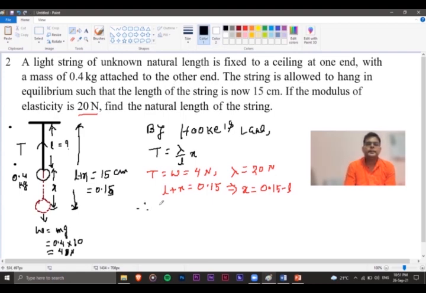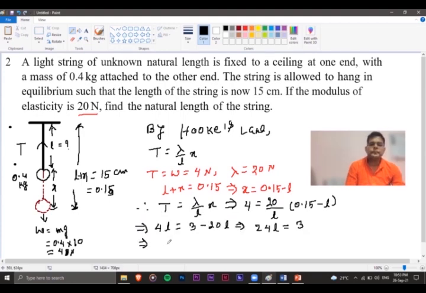Therefore you can write T equals lambda by L times x. So you put all these values. T value is 4 and lambda value is 20. And the L value we don't know, we have to find it. And this is 0.15 minus L. Now you solve it. We get 3 divided by 24, and then take a calculator. In your calculator, you will see that this value is 0.125 meter, and this is the answer.